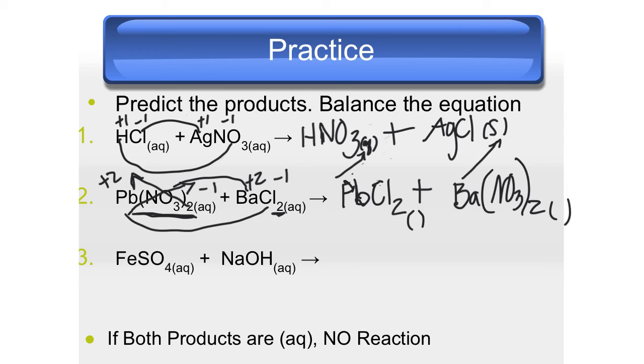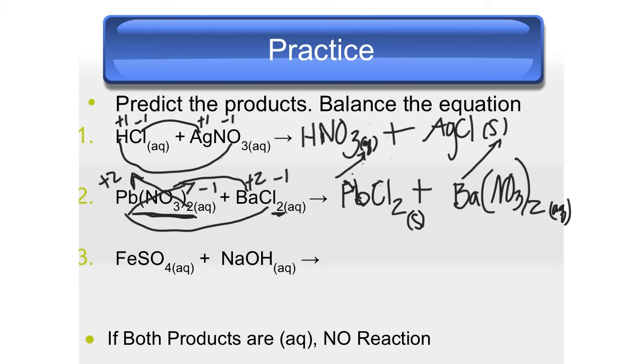The new part again then is to figure out what the states are. And to do that, we have to go back and look at those rules. So we decided by looking at our chart that this one is going to be a solid and barium nitrate is going to be aqueous. So that reaction is going to happen.